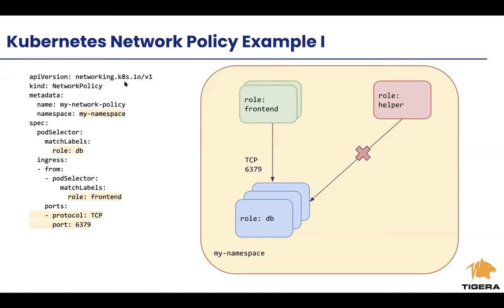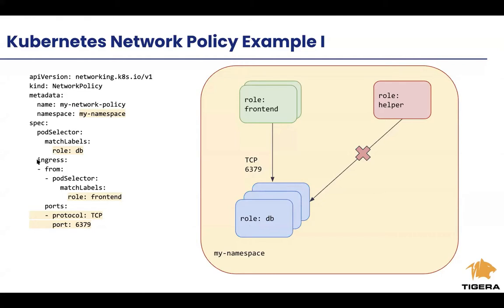The API version is networking.kubernetes.io. That means it's a Kubernetes network policy. We'll see what the Calico network policy looks like from the API version in the following examples. The kind is a network policy. As you can see here, it's namespace scoped to my namespace. Where we're applying the policy is where we use a pod selector, where we're matching the label of role equals DB. So all the pods with that label. Again, as we scale the pods up or down, it's going to automatically enforce that.